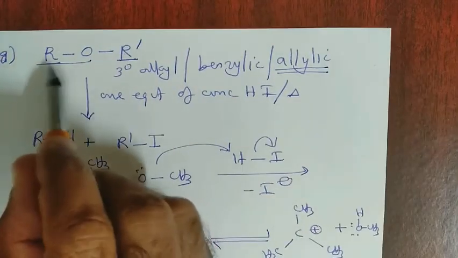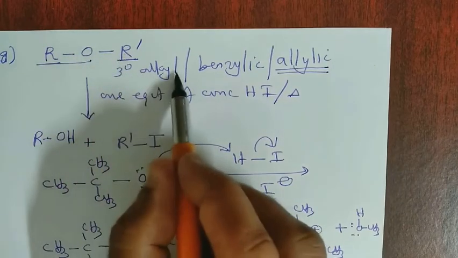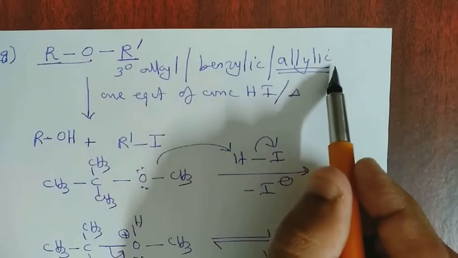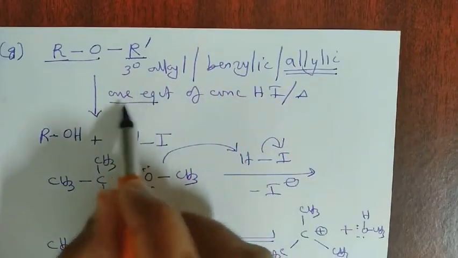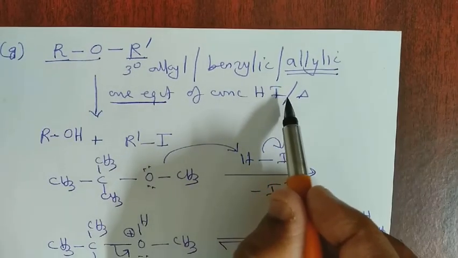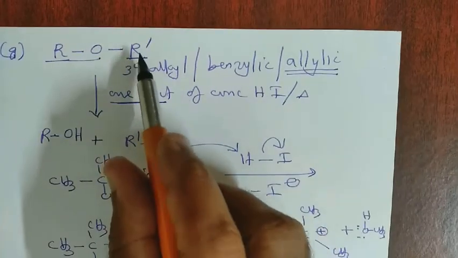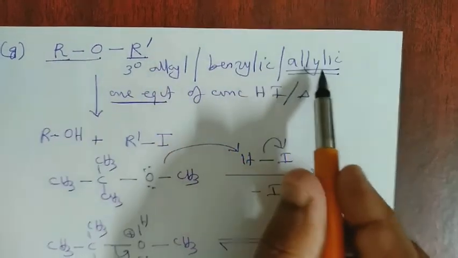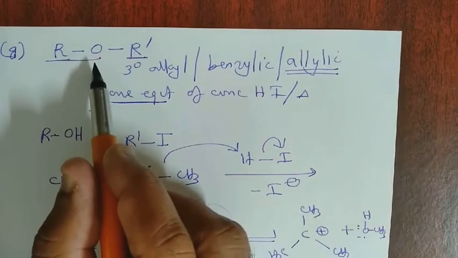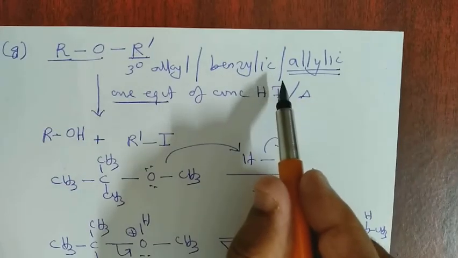So unsymmetrical ethers having one tertiary alkyl group or benzylic group or allylic group, on heating with 1 equivalent or 1 mole of concentrated HI, give a mixture of tertiary alkyl iodide or benzylic iodide or allylic iodide and an alcohol. The mechanism of cleavage is SN1.